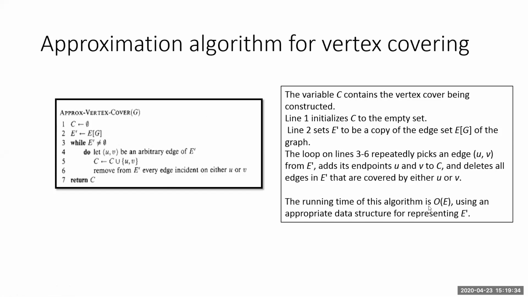The running time of this algorithm is big O of E. We can simply tell that it is big O of E because in the worst case, where we are not removing anything, all the edges are processed. But it is definitely less than E in practice, because we remove the incident edges whenever we add a vertex. So this is how the approximation algorithm for vertex covering works.